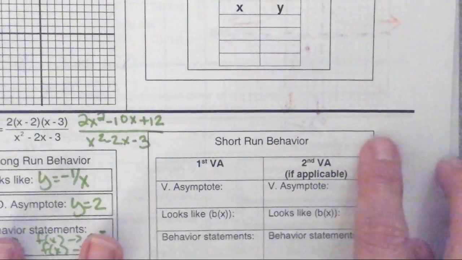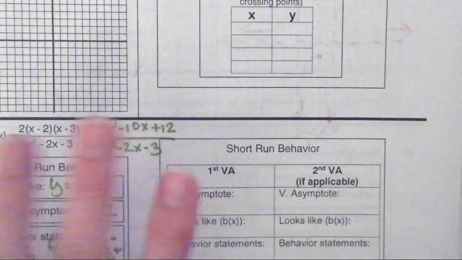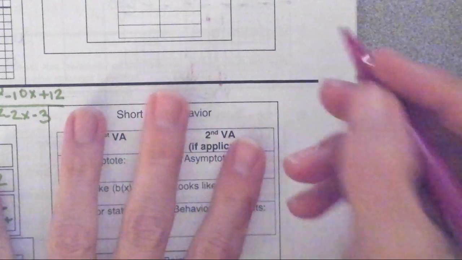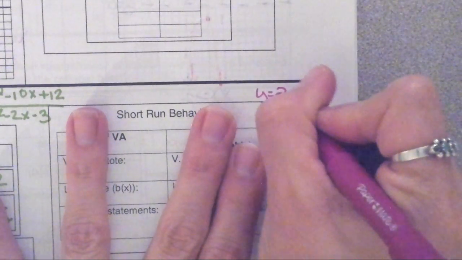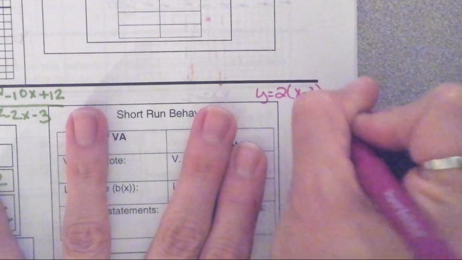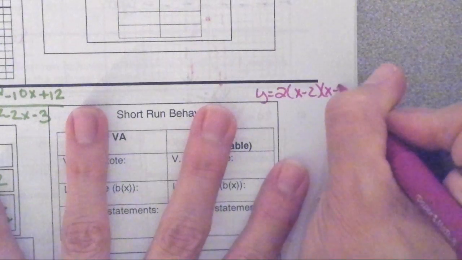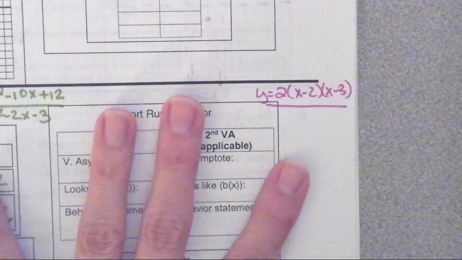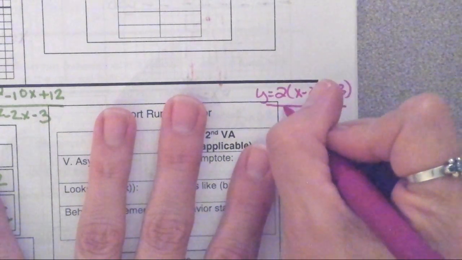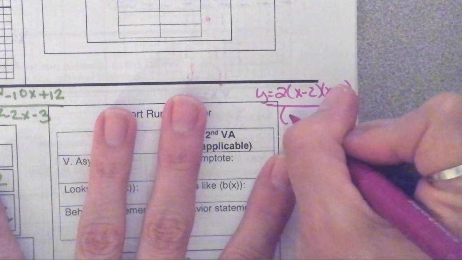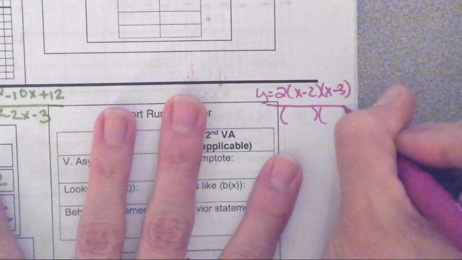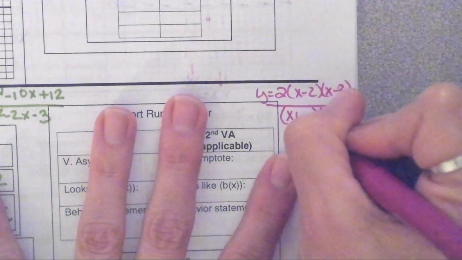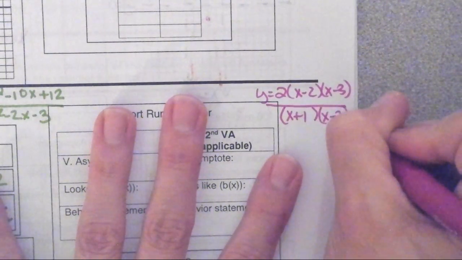So over here to the side, I'm going to write down what I'm going to be using to do the whole short run. The top was fine, so I'm going to rewrite it. y equals 2 times (x minus 2) times (x minus 3). And the bottom, what factors of negative 3 add up to negative 2? What factors of negative 3 add up to negative 2? Very good, negative 3 and 1.